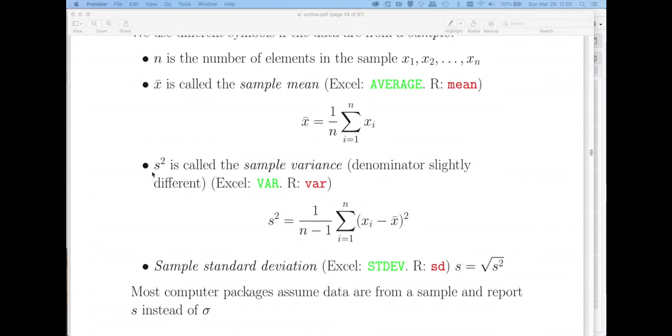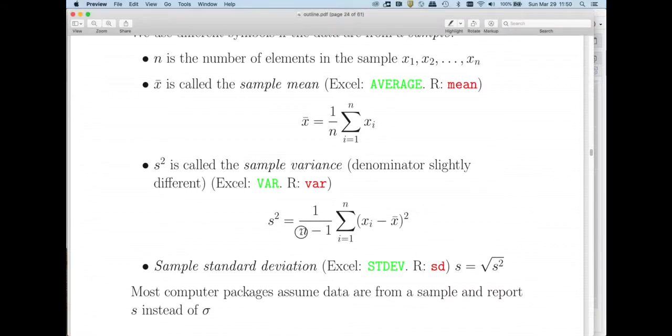The sample variance is going to be s squared. The sample variance is computed almost the same as the population variance, except that we're going to divide by n minus 1 rather than n. The reason for that we'll discuss in a couple weeks when we get to our module on estimation. The short answer to why we divide by n minus 1 is it makes s squared an unbiased estimator of sigma squared. More details on that to come. All right, the sample standard deviation is going to be s instead of sigma.